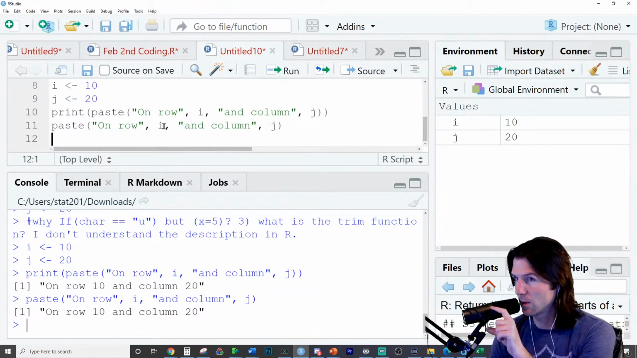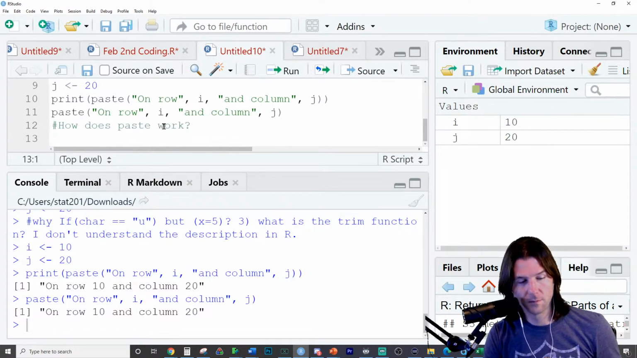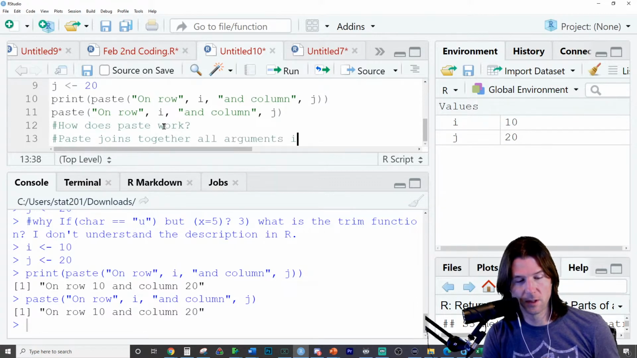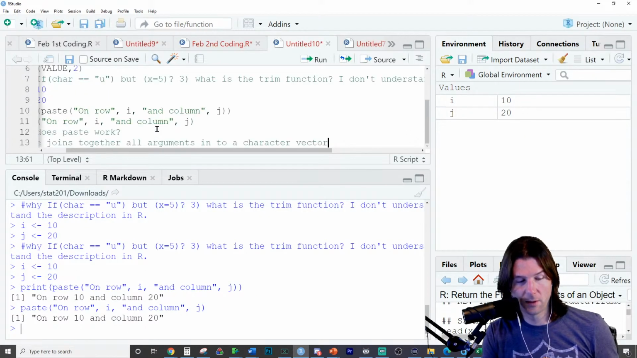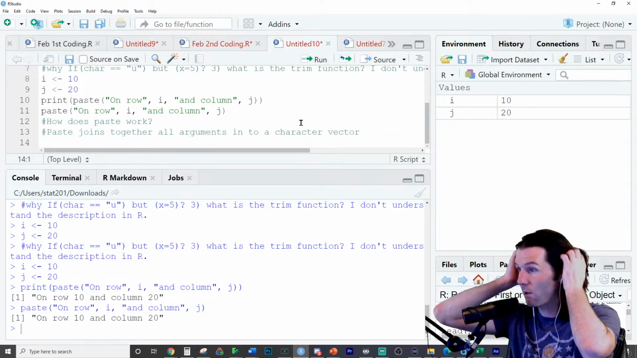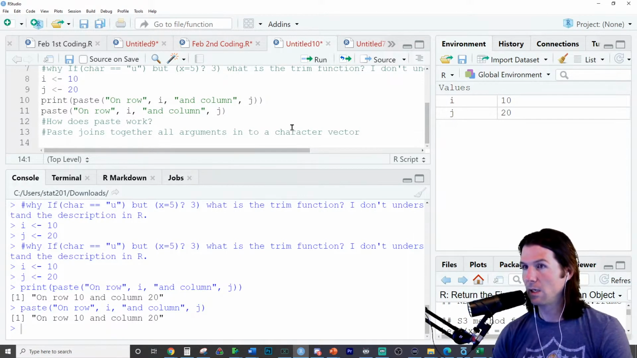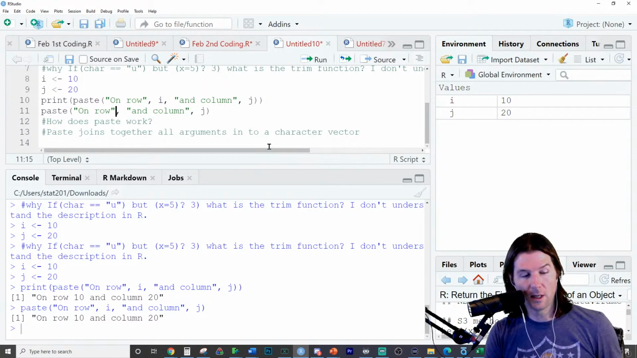So here's how paste works. Let's explain. How does paste work? So paste joins together all arguments into a sentence, into a character vector. So paste joins together everything you put right there, like pastes it all together. Does that make sense? Paste joins together all of these things into a character vector. So on row, and then you have to change what you're doing right here because this is an object in the global environment. So you could just write right here on row.